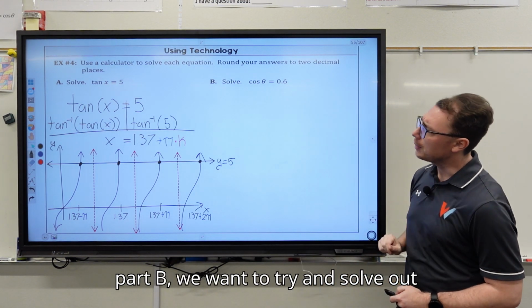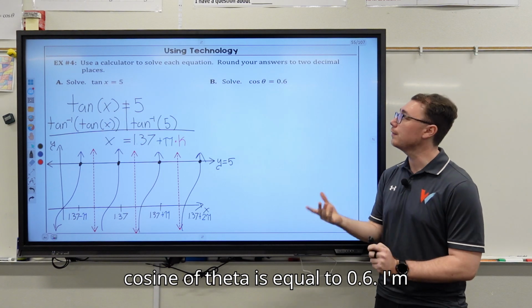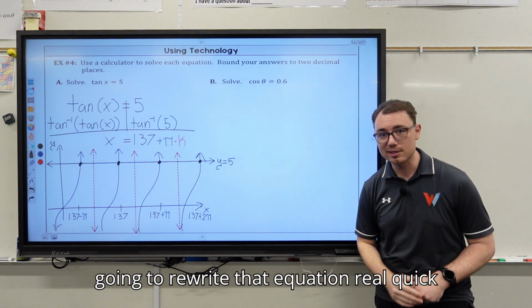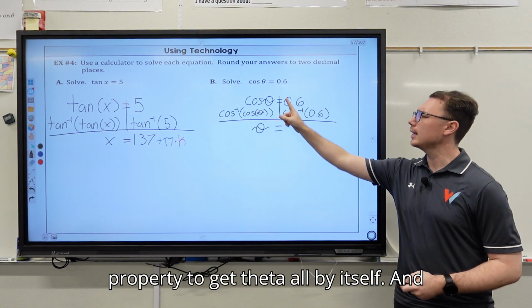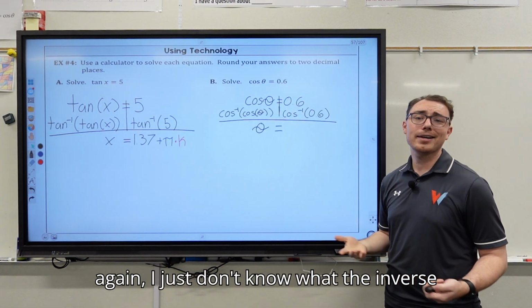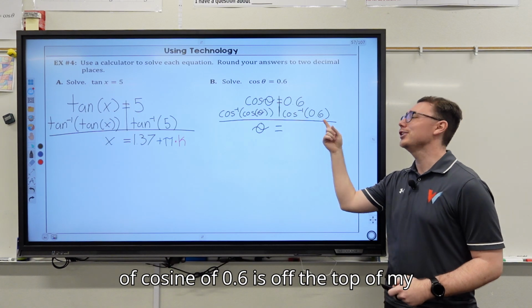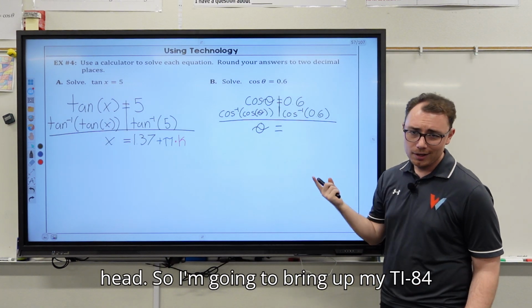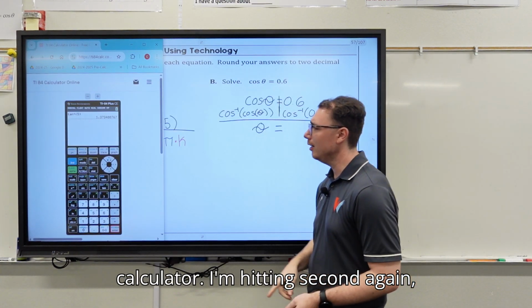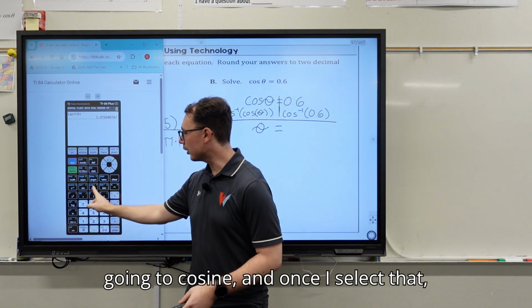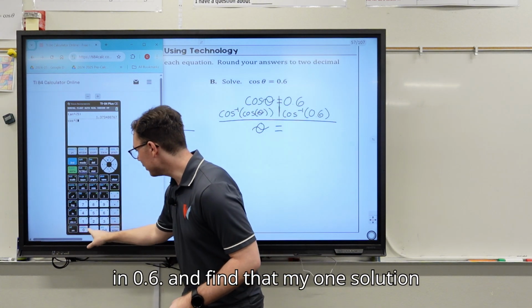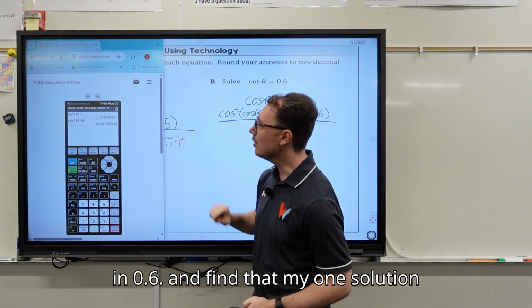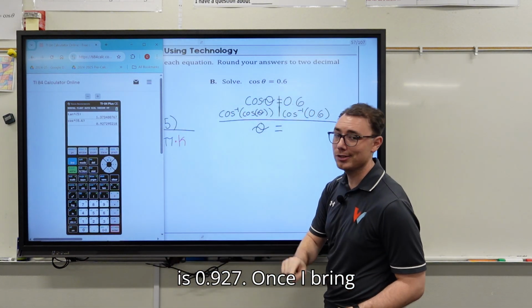If we take a look at part B, we want to try and solve out cosine of theta is equal to 0.6. I'm going to rewrite that equation real quick now, and we just want to use that inverse property, get theta all by itself. And again, I just don't know what the inverse cosine of 0.6 is off the top of my head. So I'm going to bring up my TI-84 calculator. I'm hitting second again, going to cosine, and once I select that, I get that inverse cosine. And now I type in 0.6 and find that my one solution is 0.927.